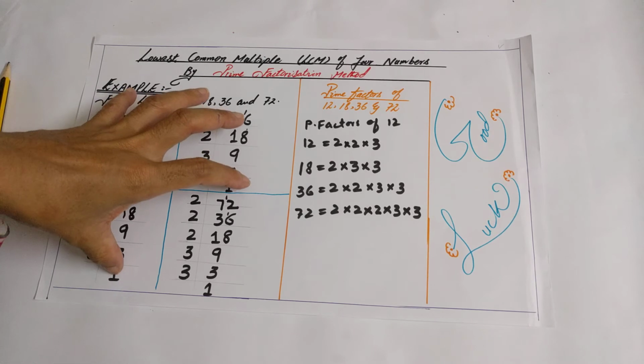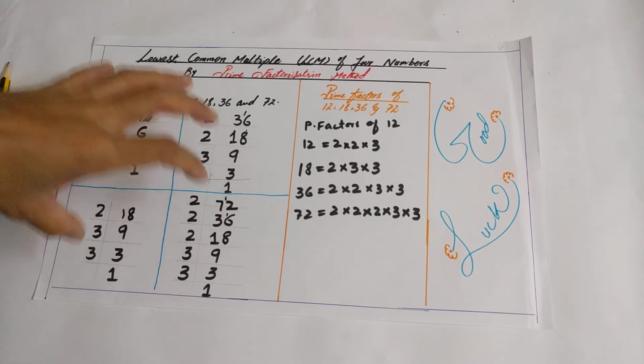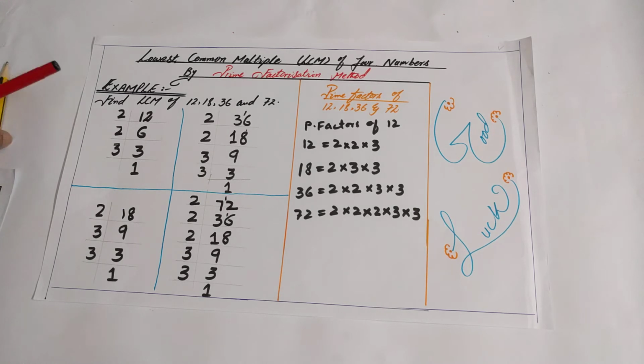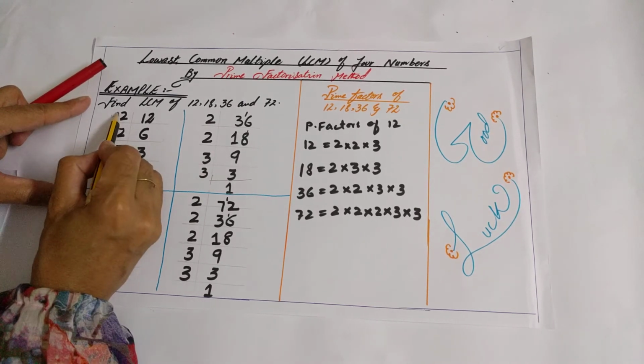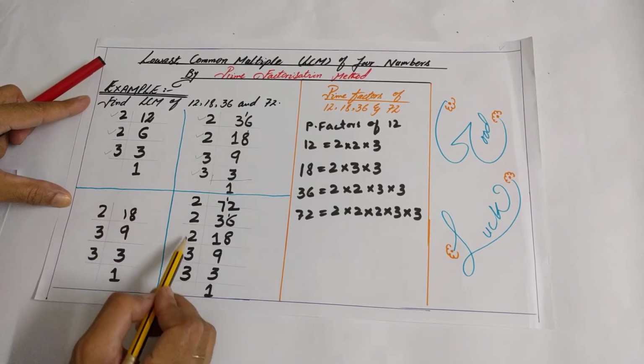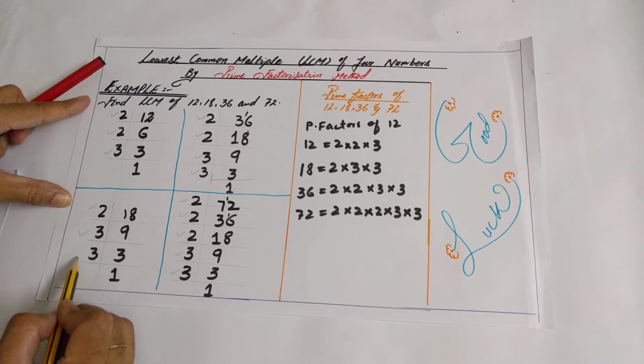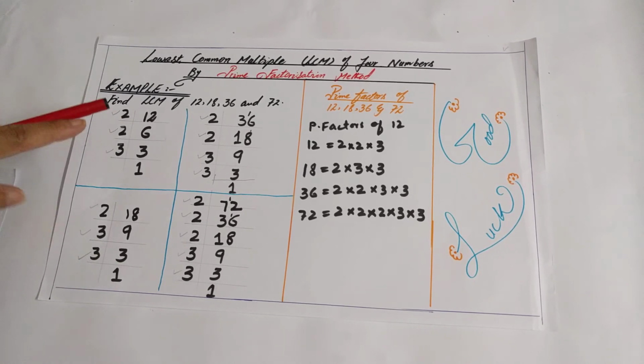Firstly, you will find the prime factors. By this method, you will divide all the given numbers. After division, you will find out the prime factors. Now you can see these all are the prime factors. These divisors are actually the prime factors of the given numbers. Then we will write these prime factors over here. Next step is to find the common factors. What are common factors?